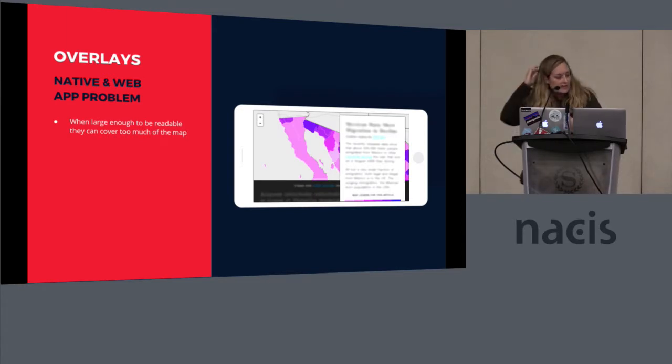And then another issue to think about is how to use overlays. So when you include desktop-sized elements like legends or layer selectors or information panels, and just port them over to mobile, they can end up covering too much of the map beneath.